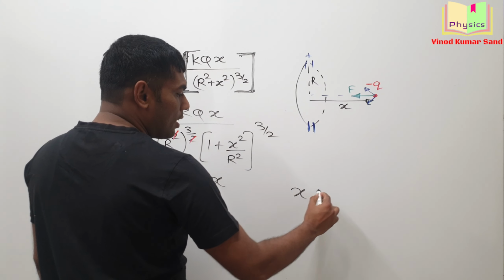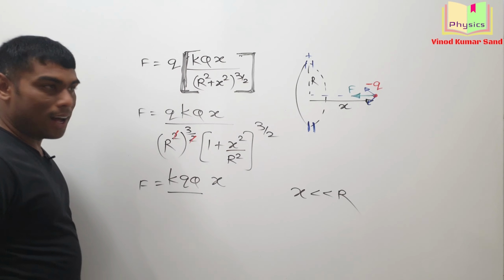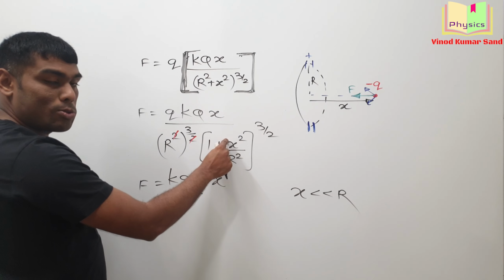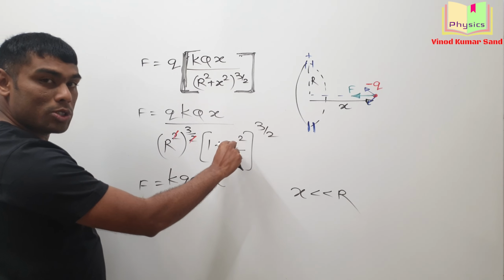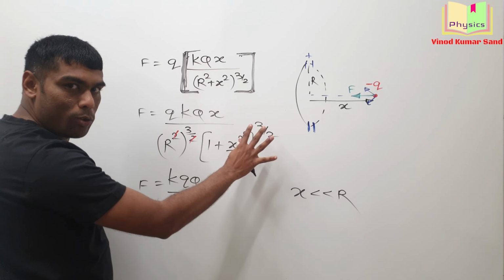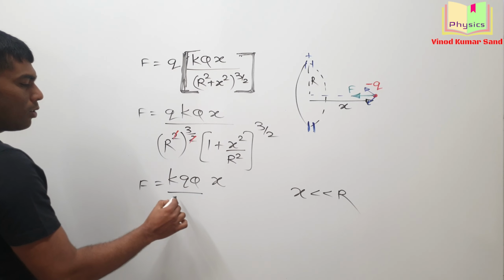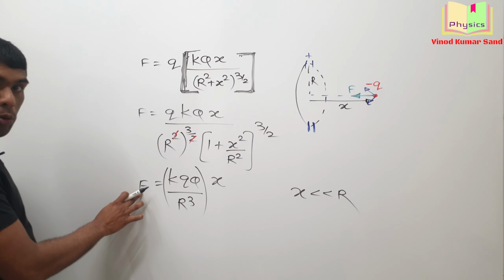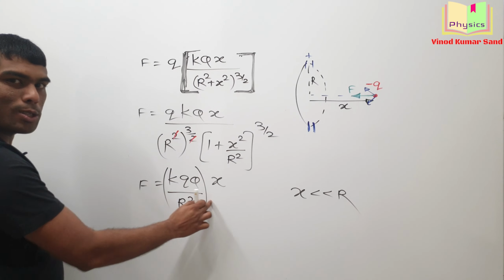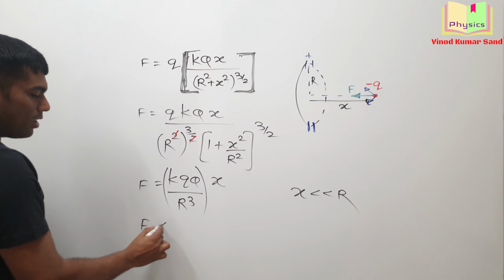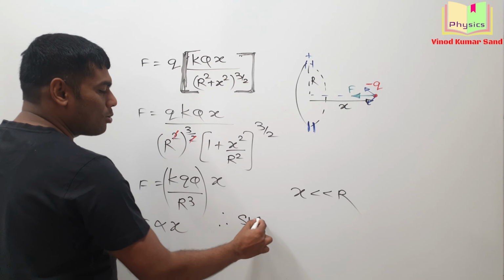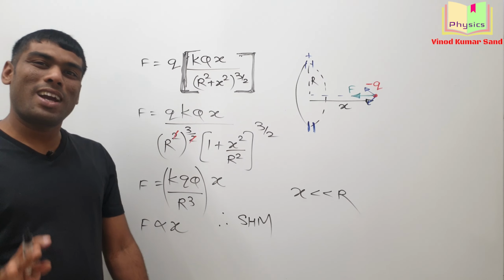We are considering that x is much small as compared to the r. This displacement was very small. So r is a greater term, x is a smaller term. So this term is almost negligible. So here in this bracket, we can consider the net term to be 1 only. So the remaining expression will look like this. Here we have proved that restoring force is proportional to that small displacement x. F is proportional to x, and this is the restoring force. Therefore, this particle has to perform the simple harmonic motion.